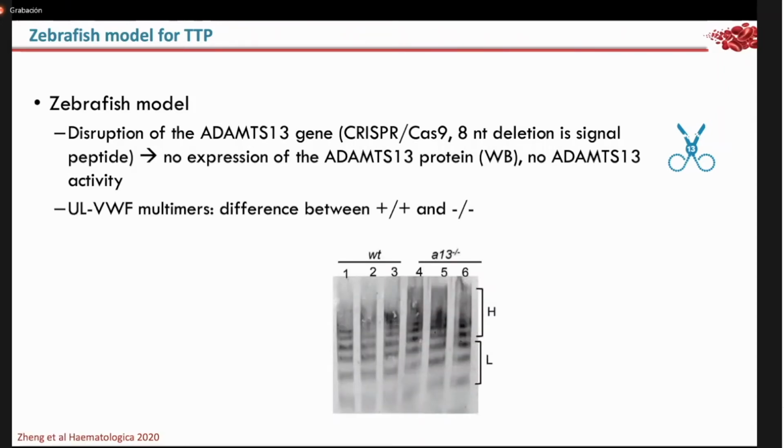They checked for the presence of ultra-large VWF multimers, because if ADAMTS13 is deficient, we should find more ultra-large VWF multimers in the knockout zebrafish, here in lanes 4, 5, and 6, and less in the wild-type zebrafish in lanes 1, 2, and 3. You can already clearly see that the multimer pattern in the zebrafish looks different than what we see in mice, and that the difference in high molecular weight multimers, and especially the ultra-large multimers, is there, but it is more difficult to see. It's just another pattern.